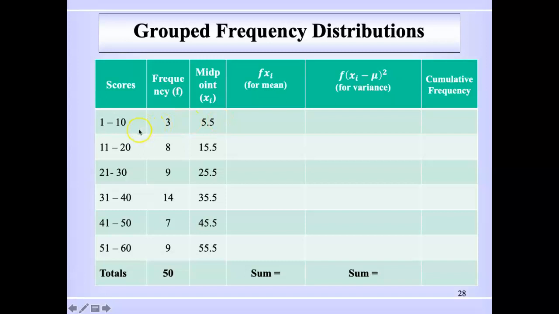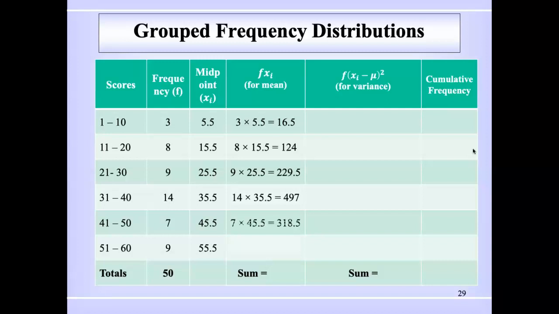So for row 1, the frequency here is 3 times the midpoint, and the midpoint here is 5.5. So we'll have 3 times 5.5, which gives us 16.5. For the second row, we have 8 times 15.5, and that gives 124. And of course, we continue that process till we have calculated f times xi for each row. So the frequency times the midpoint for each row.